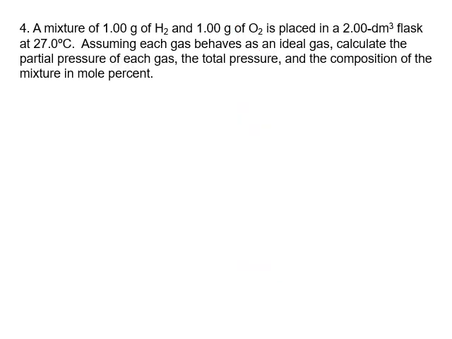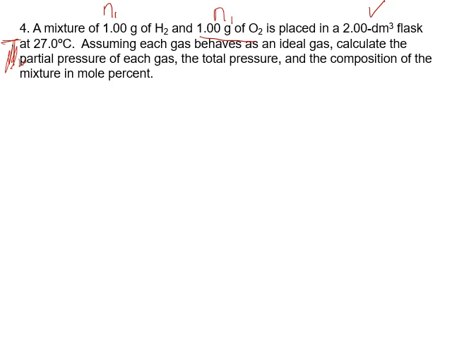Question number 4. This is a mixture. It contains hydrogen 1 gram, oxygen 1 gram, in a container, volume is given and temperature is given. It asks you to assume each gas behaves as an ideal gas. Calculate the partial pressure, total pressure, and composition. So for a mixture, whenever we want to calculate the pressure, either total pressure or partial pressure, we must change grams to moles. So first, calculate number of moles of oxygen, number of moles of hydrogen.